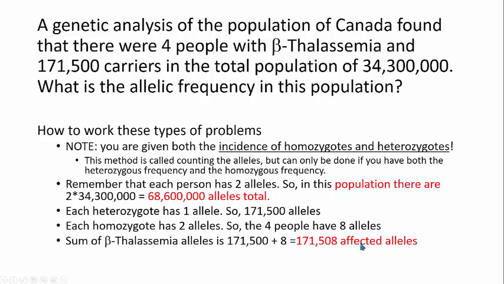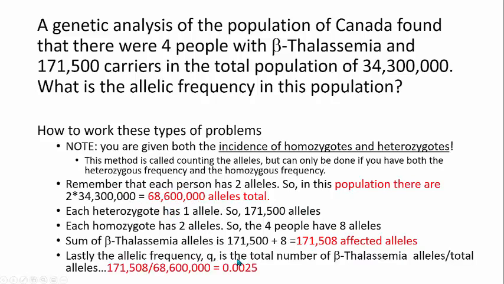171,508 affected alleles. And we simply take this number of affected alleles and divide by the total number of alleles in the population to get our allelic frequency. And in this case, that is 0.25%.